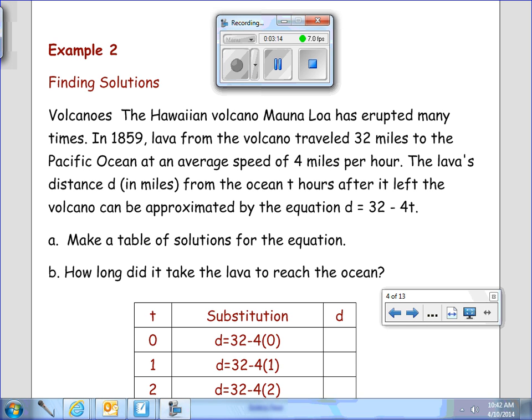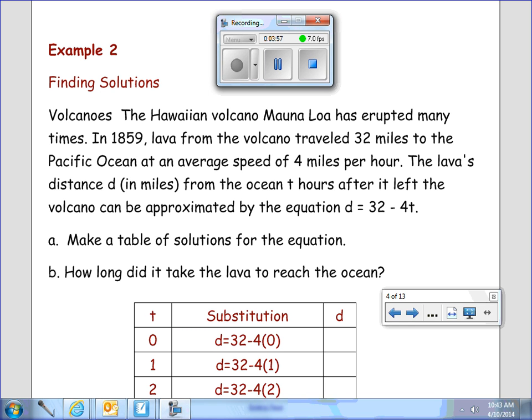Volcanoes. The Hawaiian volcano Mauna Loa has erupted many times. In 1859, the lava from the volcano traveled 32 miles to the Pacific Ocean at an average speed of 4 miles per hour. The lava's distance, d, in miles, from the ocean, t hours after it left the volcano, can be approximated by the equation d is equal to 32 minus 4t. The d is a distance. 32 is the total amount of distance from the volcano to the Pacific Ocean. And in the formula, we're going to say minus 4 times the time.